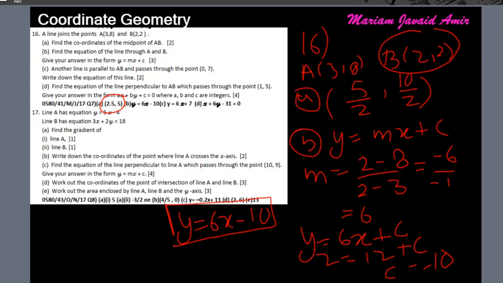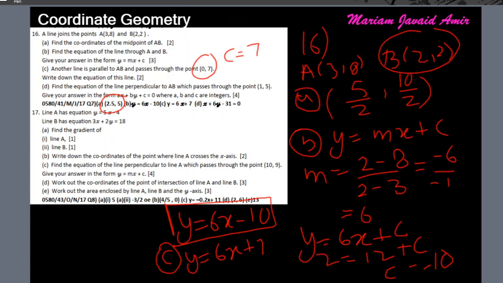Part C, another line is parallel to AB and passes through (0, 7). Write the equation for this line. So when lines are parallel, their slopes are the same, and since it's passing through (0, 7), that means its c is 7. So y equals 6x plus 7 is the simple answer.